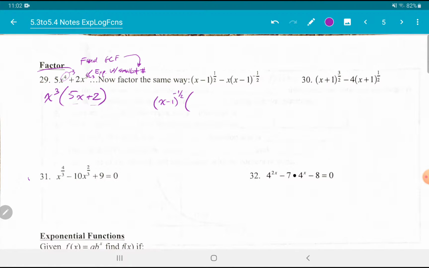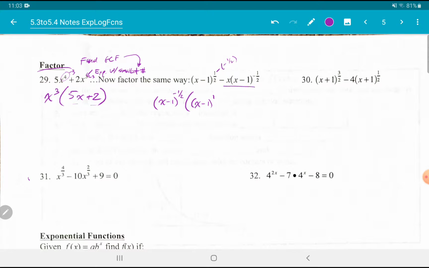Now what happens though? Well, we take this half here, and now we have to subtract it by that negative half, right? We're taking that negative half out of it. Well, what's half minus a negative half? That's like saying half plus half, or that's the same thing as (x minus 1) to the power of 1.